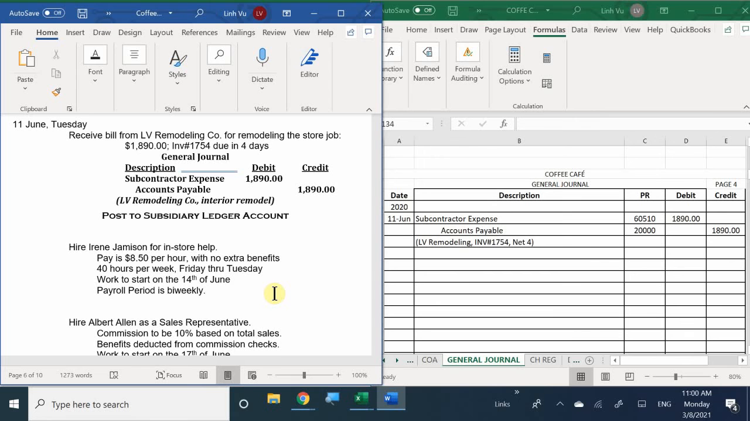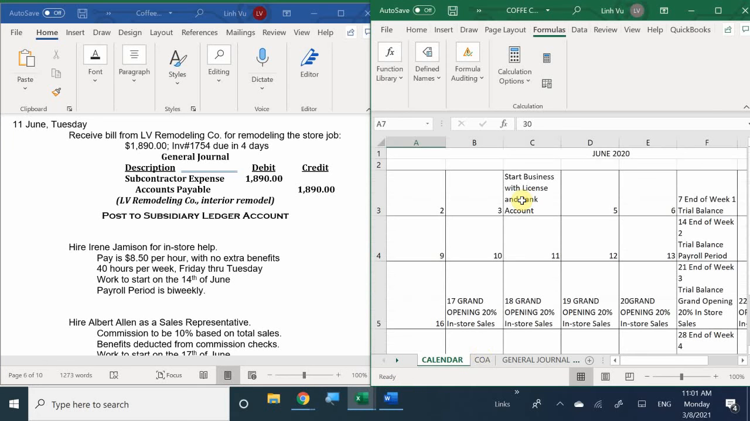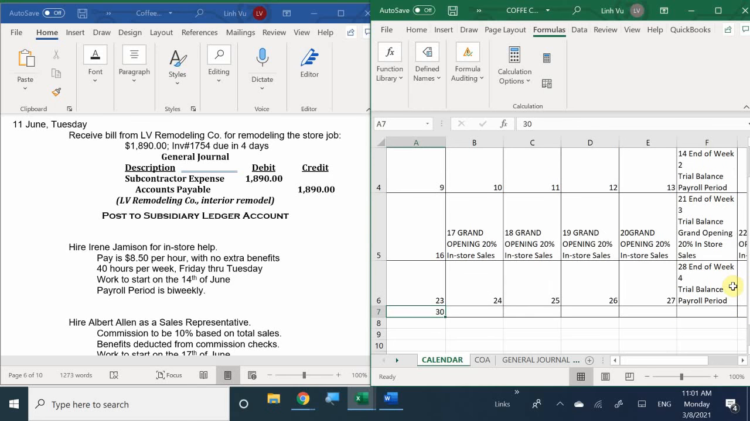So with that, again, the payroll period is bi-weekly. So if you look at your calendar, once again, you're going to see that Irene is going to start on the 14th. And then let's look at this carefully. So on my calendar, I've also listed when the payroll period is going to be paid on. It's going to be paid on the 14th, and it's going to be paid on the 28th.